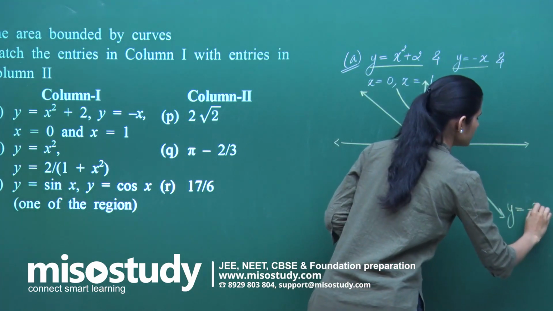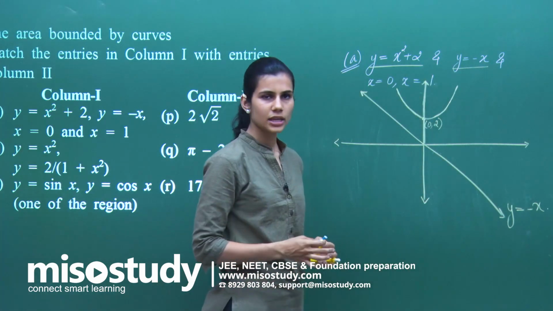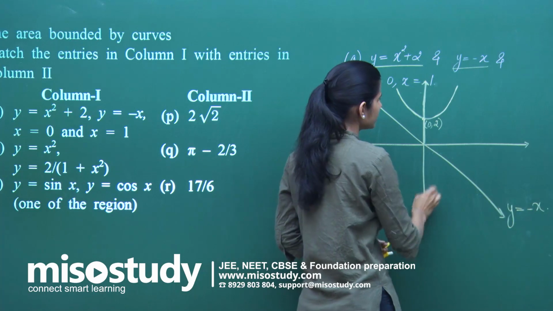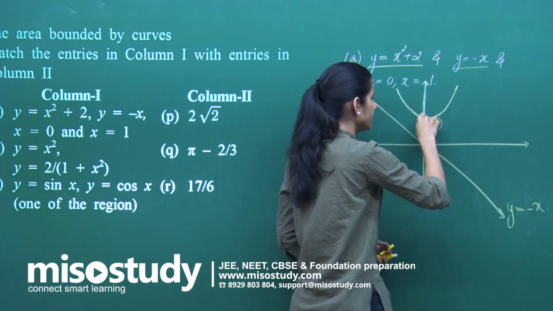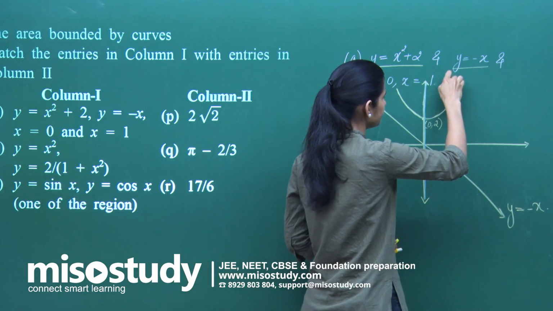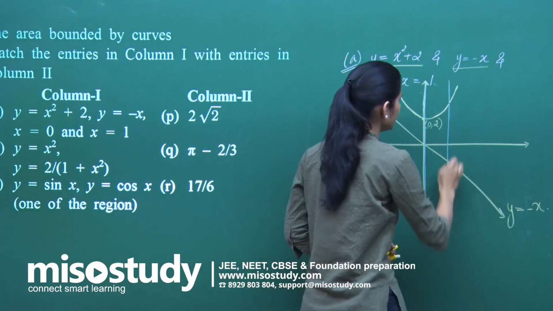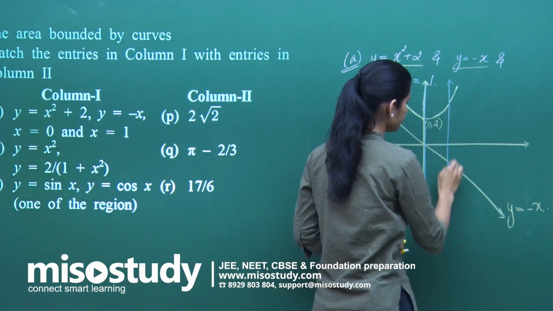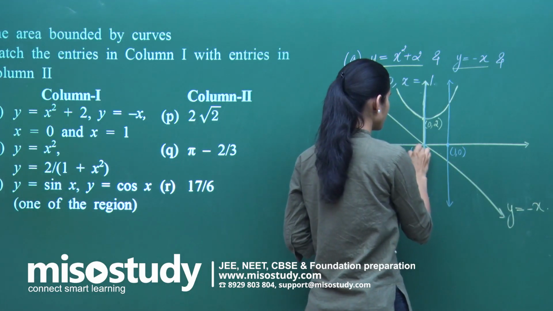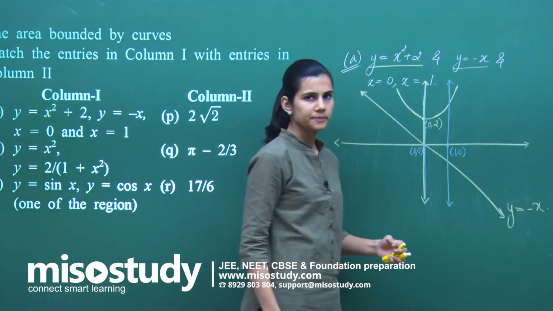This is y equals minus x. After that, you have x equals 0, which is the y-axis, and you have x equals 1. So this is x equals 1. So this point is 1, 0. Obviously, this point is 0, 0.